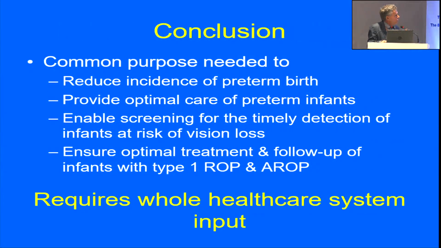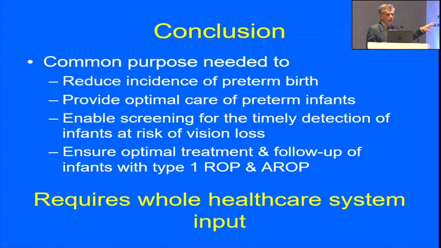So, in conclusion, I'd like to say there needs to be a common purpose that's organisation-wide and indeed wider public health, to reduce the incidence of premature birth, provide optimal care for those children, enable screening that's timely and to those children that are at high risk, and ensure that the children that are at risk of visual loss, which are the children with type 1 and AROP, get care when they need it.